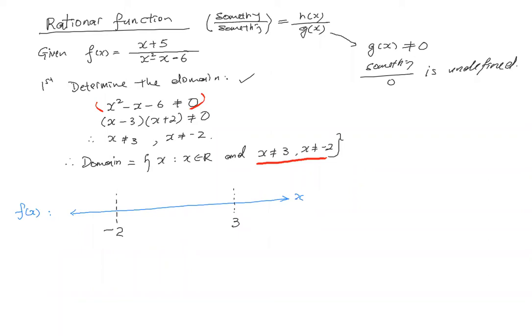Miss, can you explain how to do it again? What do you mean by explain how to do it again? How to determine the domain? You have a look at it, then you tell me how to determine the domain. Which part of the rational function am I taking? You tell me. Okay, I saw it.